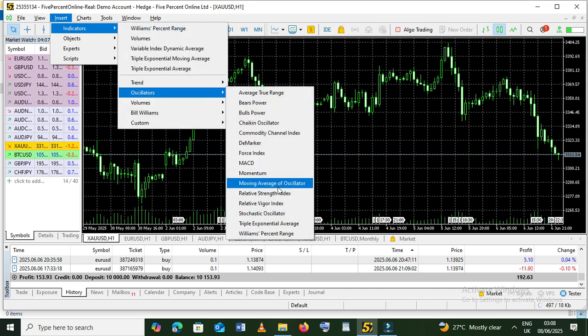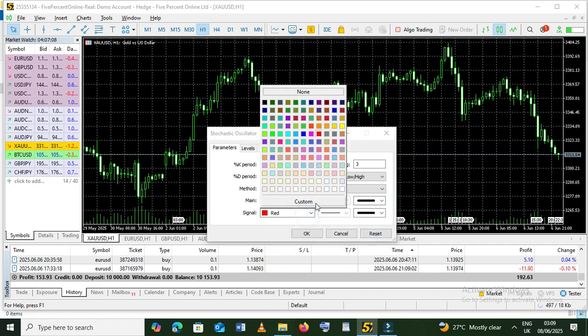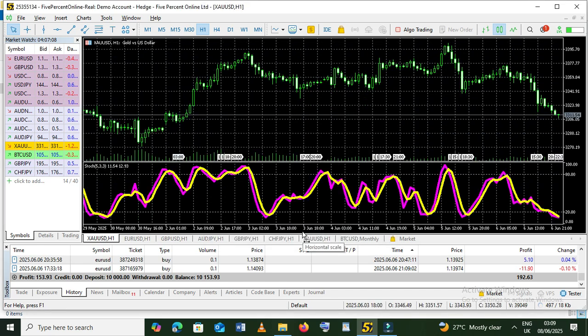So we'll start with stochastic oscillator. Click on stochastic oscillator. I will leave the lines. Let me form a tick line. Let me change the colors to a very shouty color. Let me use yellow. Then I'll leave it as 5 and 3 period. I'll click on okay. So you can see the stochastic oscillator bar.